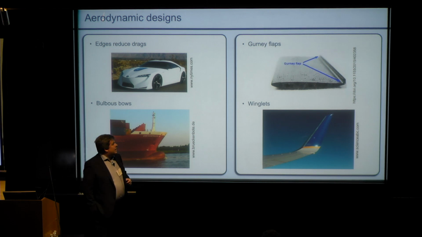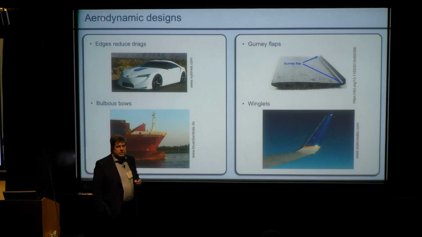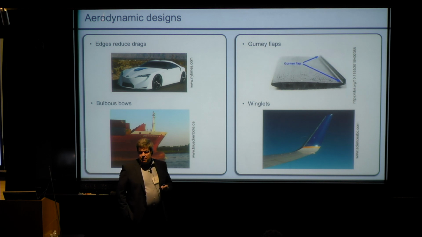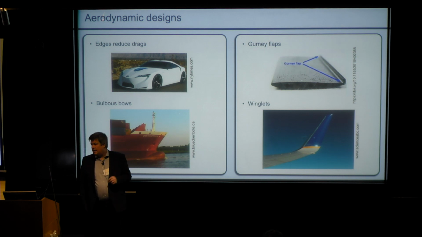So for instance, there are counterintuitive designs shown here for these cars that have edges rather than rounded off corners. It turns out that edges, in this case, reduce the drag of a car, which is counterintuitive. You wouldn't expect that to happen, but instead of rounding off edges, if you make them a bit more edgy, then you can reduce drag and thus reduce fuel consumption.